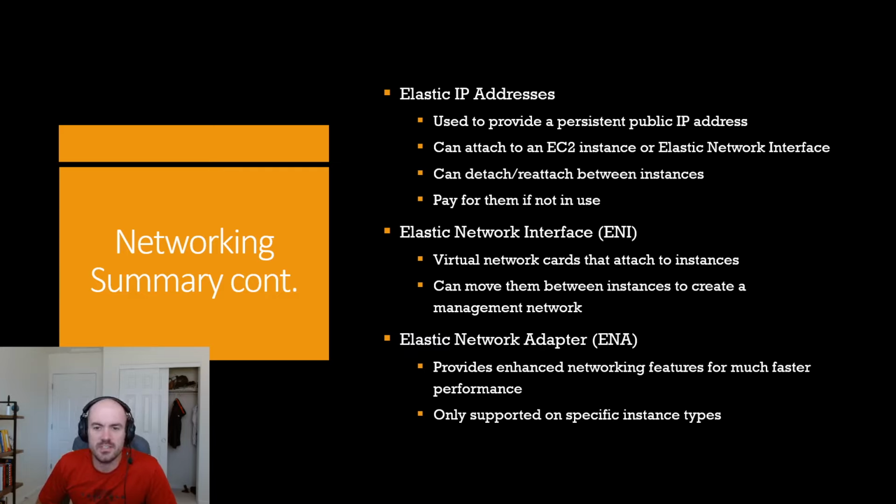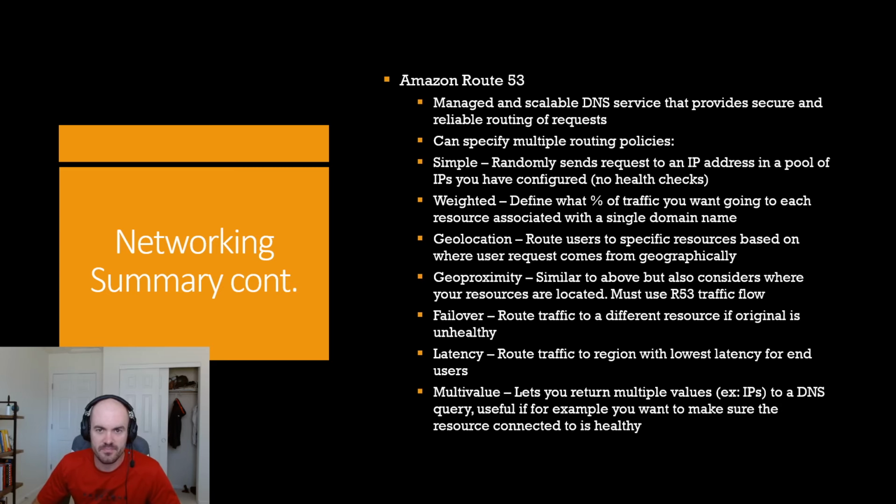Elastic network interfaces are virtual network cards that attach to instances. They can be moved between instances to create a sort of management network, if you have a use case for that. And then elastic network adapters provide enhanced networking features for much faster performance, and they are only supported on very specific instance types. If I remember, it's the instances that are compatible with Nitro technology, which is a new hardware that AWS is implementing. I haven't worked with it much yet, but those are ENAs.